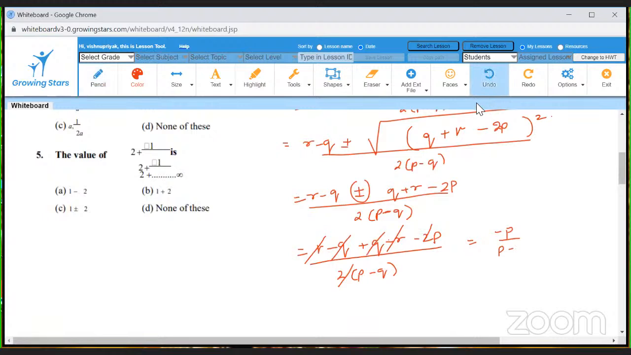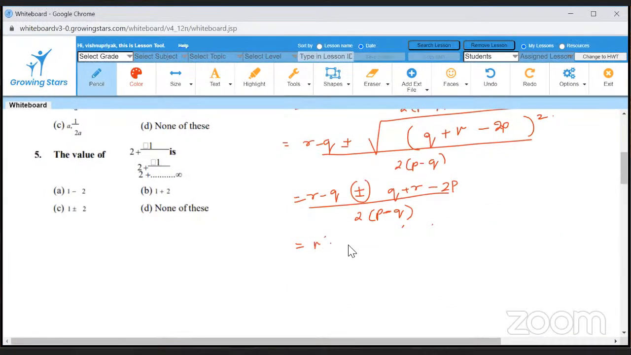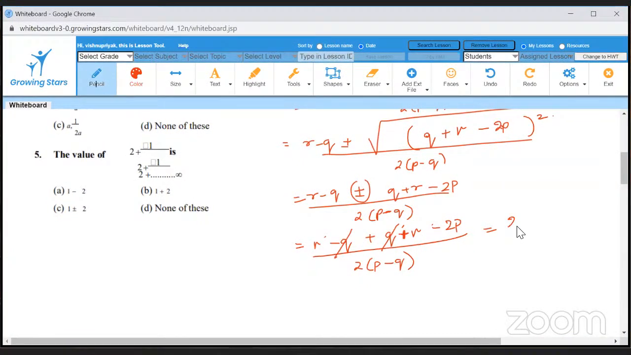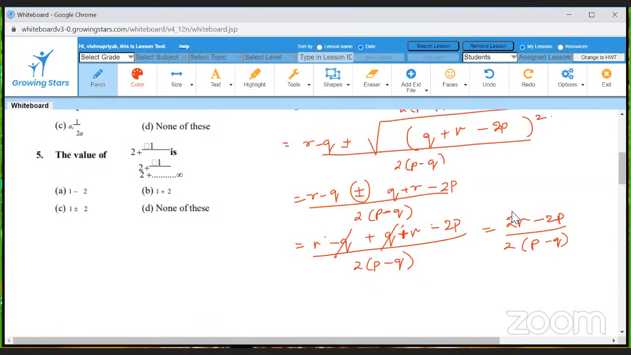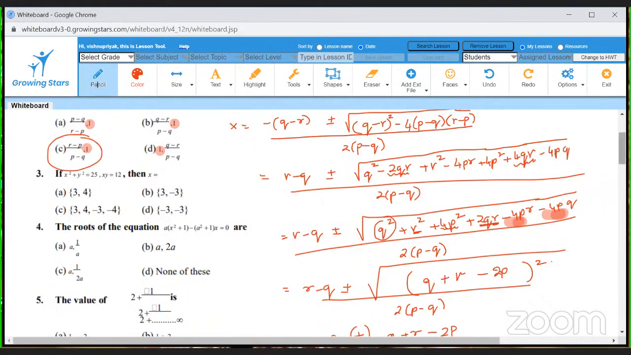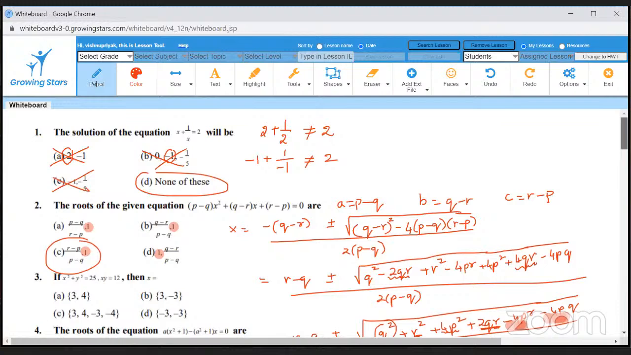I think I made a mistake here. My pen wasn't writing. So R minus Q plus R. I wrote plus, but it came as minus. Minus 2P by 2 into P minus Q. Only Q is cancelling. So 2R minus 2P by 2 into P minus Q. 2 also will cancel. R minus P by P minus Q. Option C is there. So option C will be the correct one.